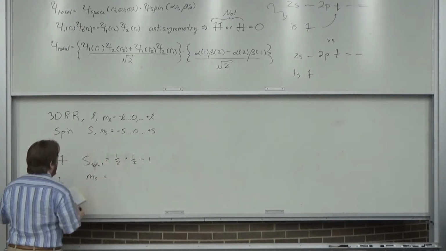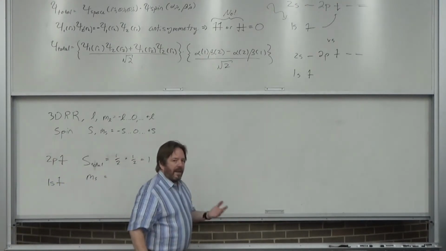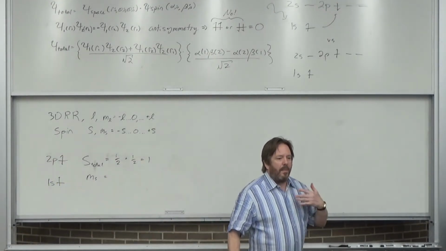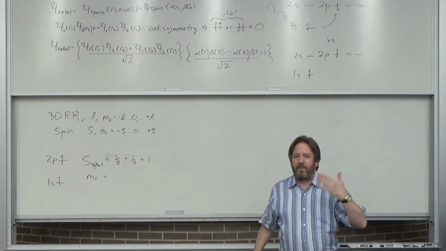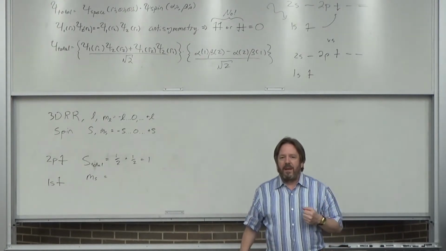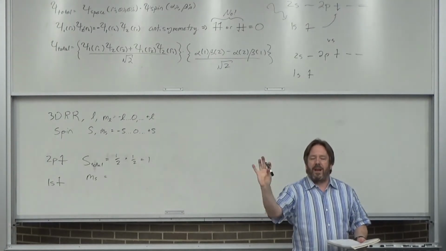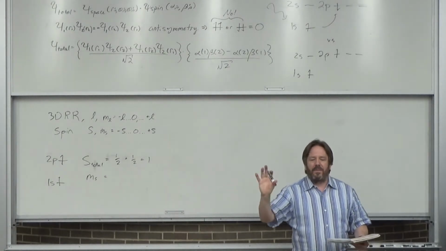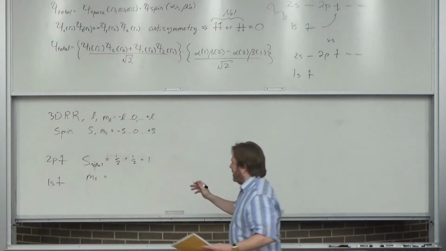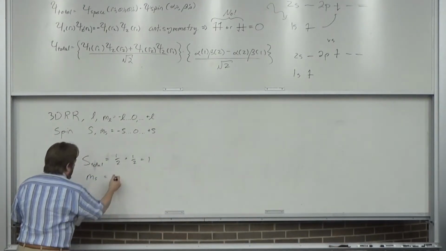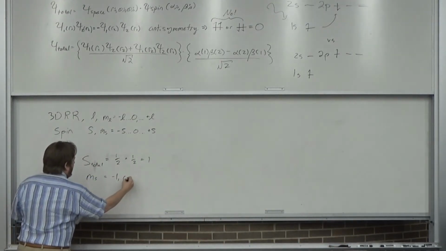Notice that m_s, if the total spin is 1, it's like a p state, right? And we know that p states have 3. There's a px and a py and a pz. Now, of course, that's for the electron rotating about the nucleus. This is about it rotating about its axis, kind of. But irregardless, we are going to have 3 states.